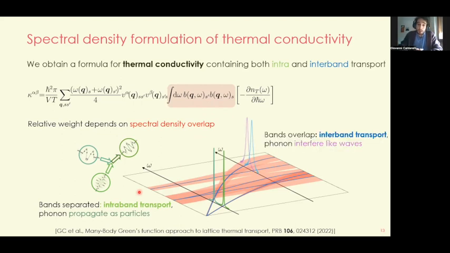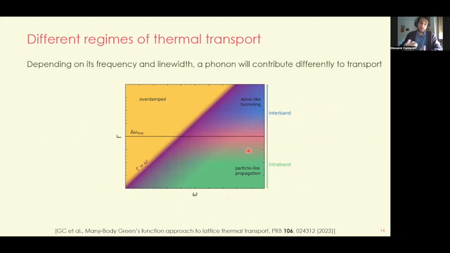But when you consider anharmonicity, so you consider a finite shape of your spectral densities, you will have a finite overlap, and this integral will in general be non-zero, and so anharmonicity will enable also an interband contribution to thermal conductivity. So phonon states can mix and interfere with one another and be associated with a wave-like tunneling from one band to the other that the phonon can make in order to conduct heat. And you can imagine that from this regime to this regime, it's not a sharp transition, but you can actually study how much a particular phonon mode will contribute to intraband transport or interband transport or both by studying the frequency and the line width of a given phonon mode.